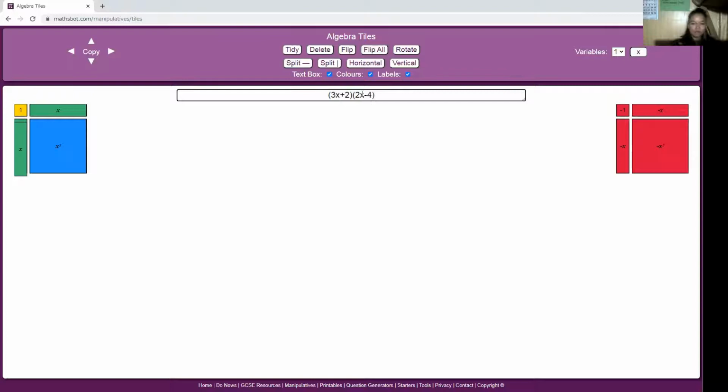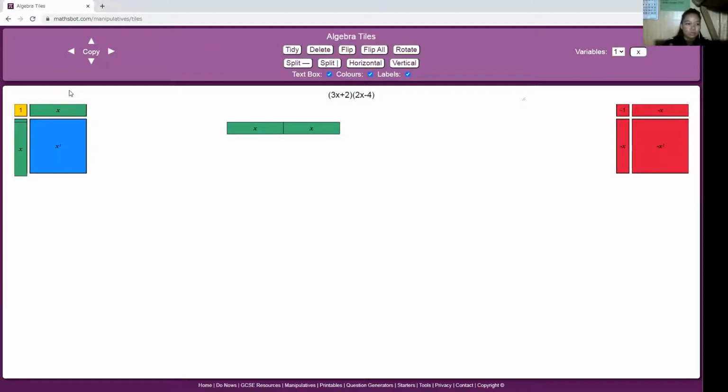Okay. The first thing we need to do is to illustrate each term. So let's illustrate the first term, which is 3x plus 2. So how are we going to illustrate 3x plus 2? First, we will just drag 3 green rectangles. So we have here 1, 2, or just click this arrow and copy 3. So now we have 3x. Then to illustrate this constant 2, we will just drag 2 yellow small squares.